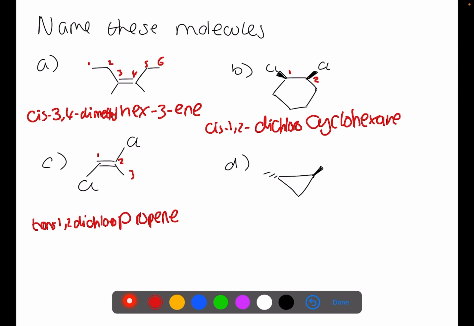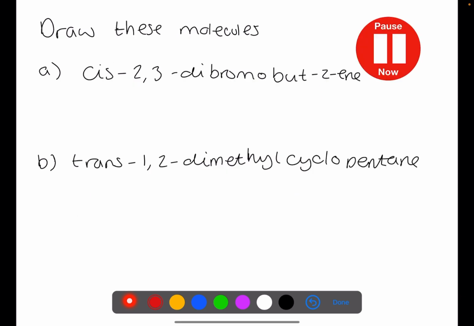And then finally here we have two methyl groups attached to cyclopropane, and numbering again just to keep the numbers as small as possible. So we have 1,2-dimethylcyclopropane, and they're on opposite sides. One's facing towards you and one is facing away from you, so this one is a trans isomer. Pause the video now and draw these molecules.